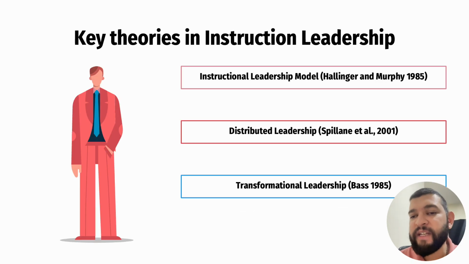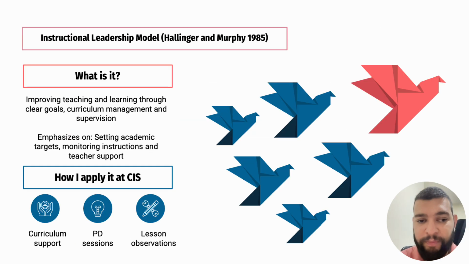Okay, the key theories in instructional leadership that I will focus on in this presentation are the instructional leadership model by Hallinger and Murphy, distributional leadership by Spillane, and transformational leadership by Bass. So, what is instructional leadership? It is basically improving teaching and learning through clear goals, curriculum management, and supervision. It emphasizes setting academic targets, monitoring instruction, and teacher support.